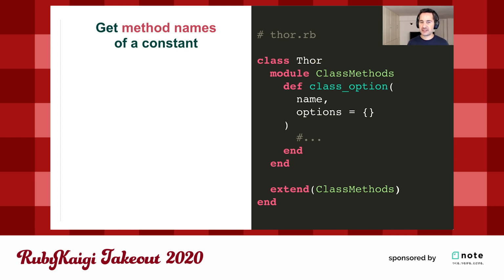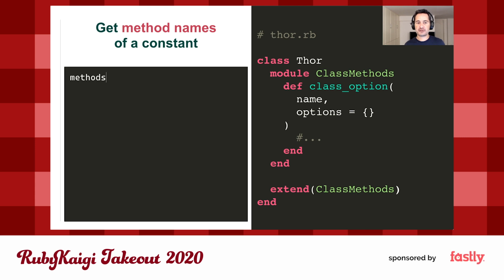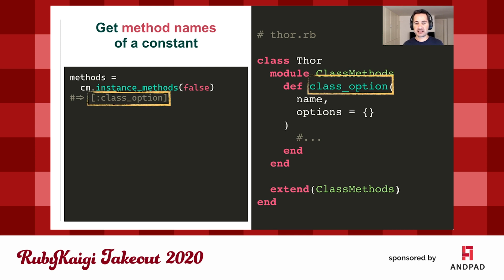We can also get method names of a constant. So that's also simple. If we do methods, and then we call, now cm holds a reference to the ClassMethods. And if we call instance_methods on cm, that gives us an array of all the instance method names that are defined by ClassMethods. And the fact that I supplied false there means just give me all the methods that are defined by ClassMethods itself. Ignore all the ancestors of ClassMethods. Okay, so we get the name of that method as well.